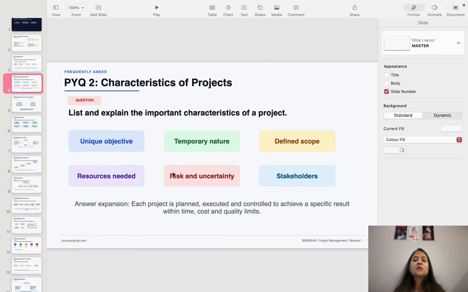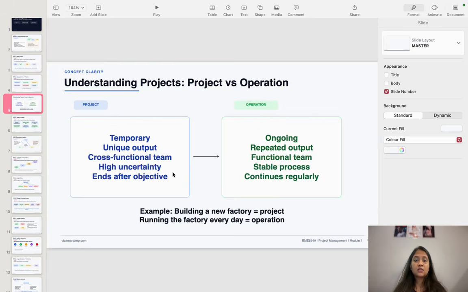Okay, so in the exam, write the points as unique objective, temporary nature, defined scope, resources, risk and stakeholders. So these keywords are important. Unique objective, temporary nature, defined scope, resources, risk, and stakeholders. Clear? Next, we can see the next slide.